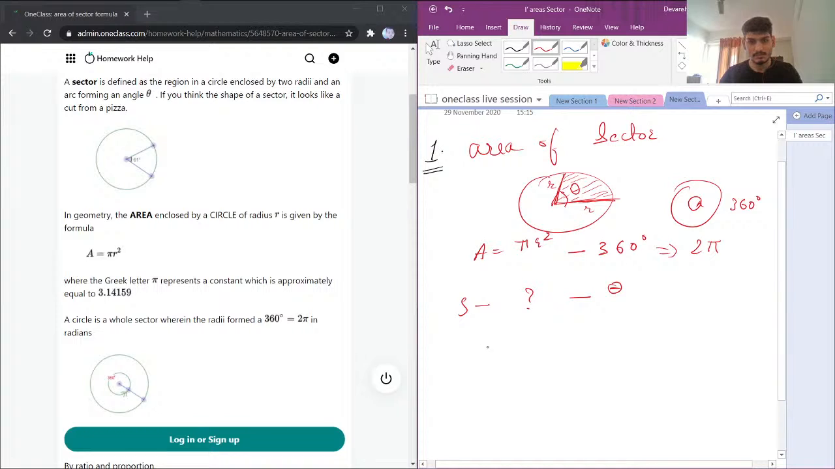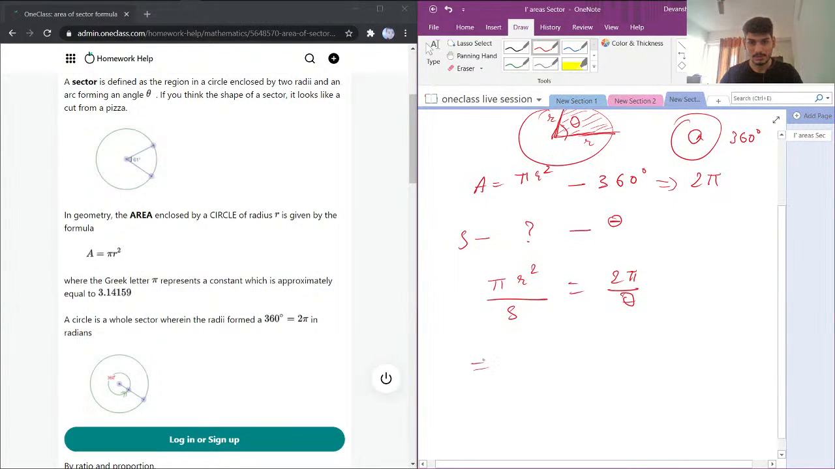Now if we do the cross multiplication or the ratio thing, the area of the sector, S, will be equal to theta over 2 pi, and if I cross multiply, I will get S equals pi r square multiplied by theta over 2 pi. Pi gets cancelled and I will get theta over 2 r square.